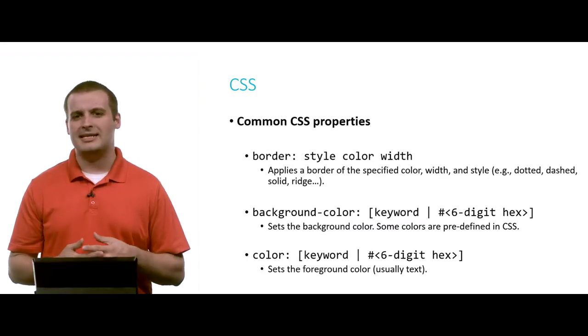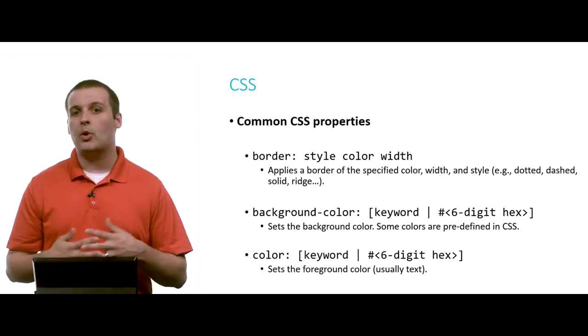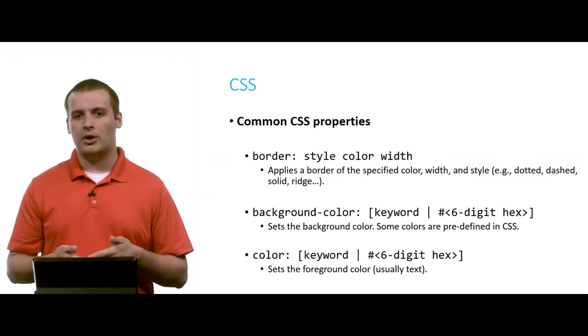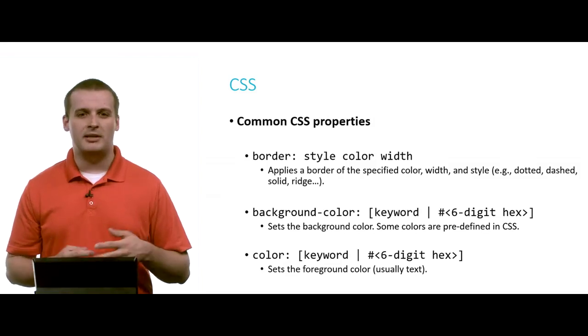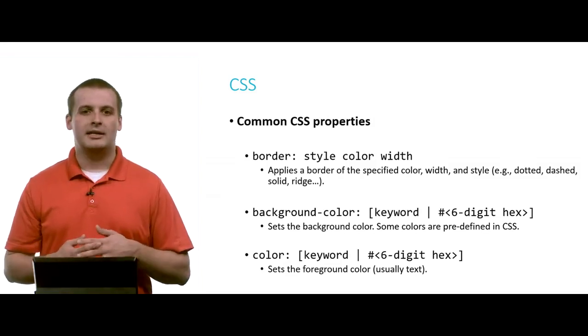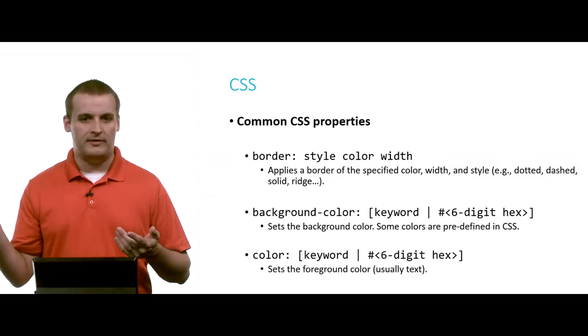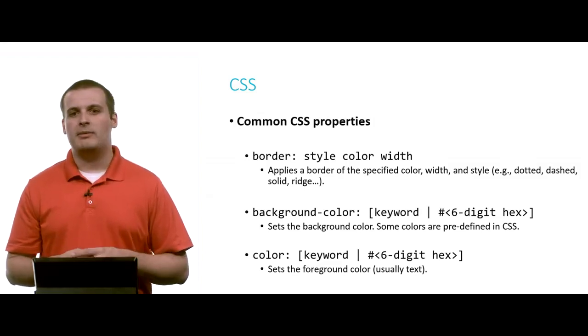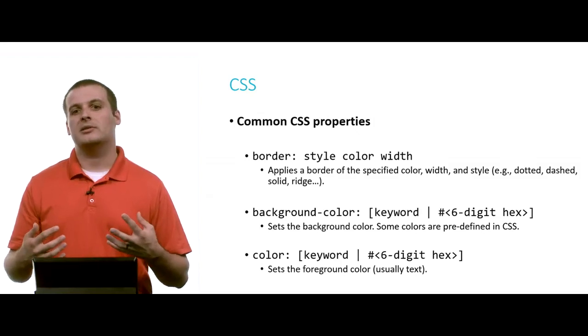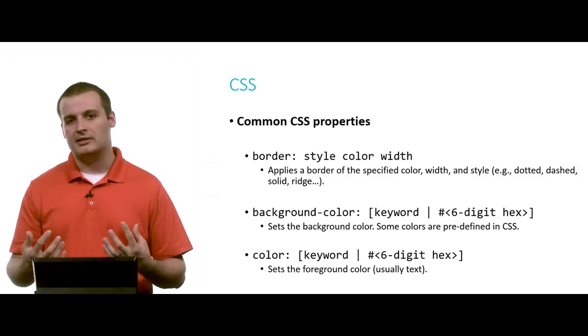What are some common CSS properties? Well, maybe you want to put a border around something. And so you can say border, that would be your key, and then your values would be what style, color, and width you want it to be. So the style could be a solid line, a dotted line, a dashed line, a ridged line, which would be a wavy line. Maybe you want to have it be blue or black or green. Maybe you want it to be 1 or 2 or 10 pixels wide. You can specify all of those things.